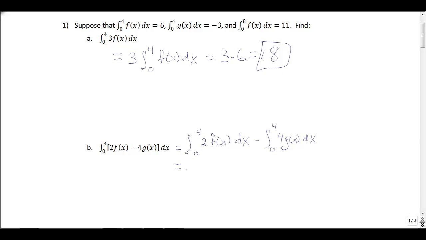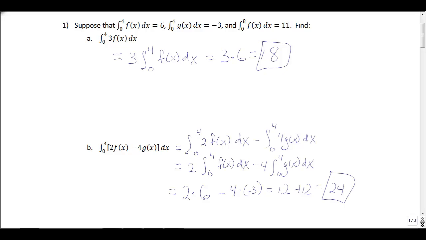And then I can pull the constants out in front. So this is 2 times the integral from 0 to 4 of f of x dx, and I can pull the 4 out, minus 4 times the integral from 0 to 4 of g of x dx. Now, a lot of times I would skip straight to this second step. I can kind of see it's 2 times f of x minus 4 times g of x, but here I sort of showed another step. In any case, the integral from 0 to 4 of f of x dx is 6. And the minus 4 times the integral from 0 to 4 of g of x dx works out to be negative 3. So this is 12 plus 12. We get an answer of 24.